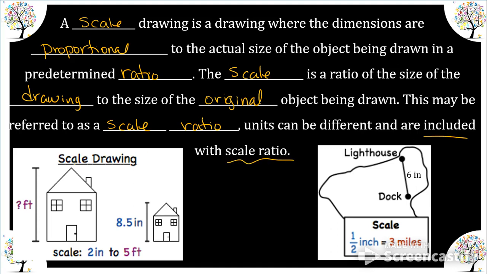So in this example, we have an actual house and then we have the drawing. The scale is 2 inches in the drawing compared to 5 feet of the actual house. In this example, our scale ratio is 1/2 inch on the map represents 3 miles in real life.